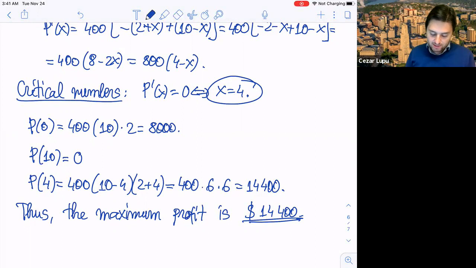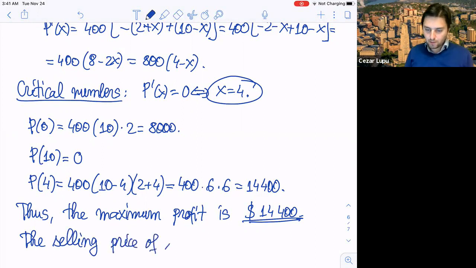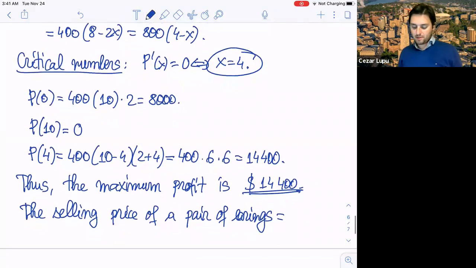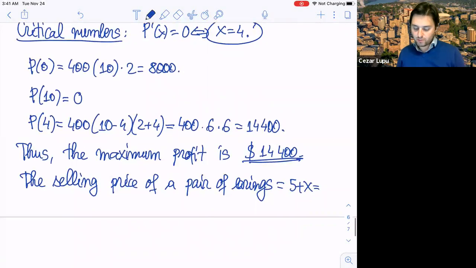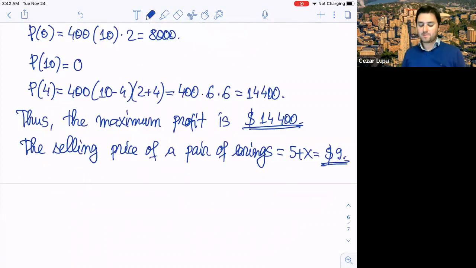And now we would like to see the selling price. So the selling price of a pair of earrings is equal to 5 plus x, but x is 4, so it will be $9. Yes, and in this way you can maximize your profit. If you sell each pair of earrings at $9, then you can maximize your profit, right?